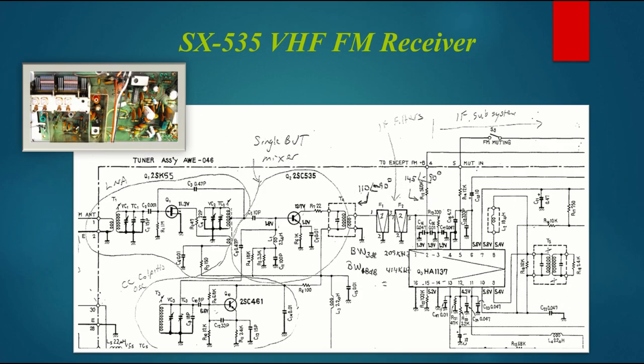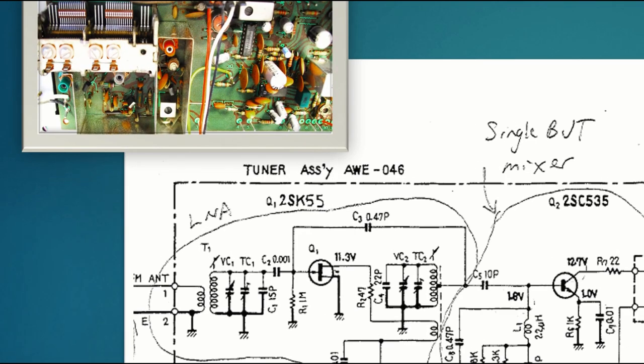Moving up a few decades in time, this is a VHF FM broadcast receiver. It's a Pioneer SX535 that I once owned. You can see a picture of it as well as the schematic. This is the circuitry that takes the antenna in over here on the left and goes through an amplifier, and then it goes to a mixer, and then it goes to the IF subsection.